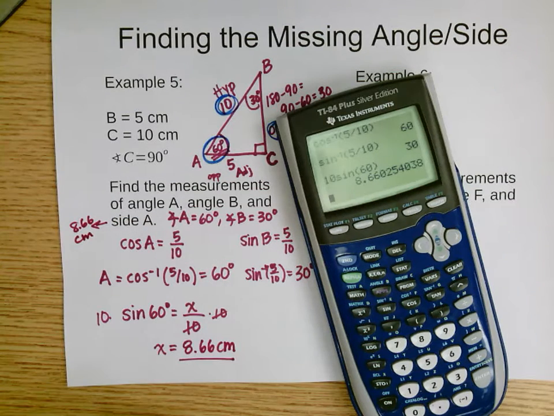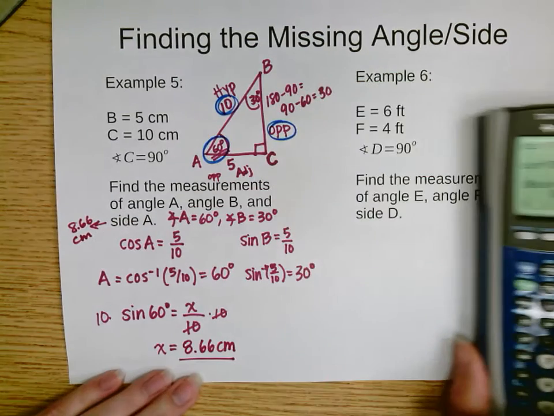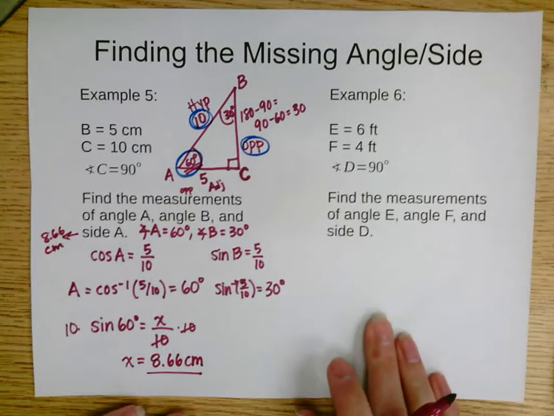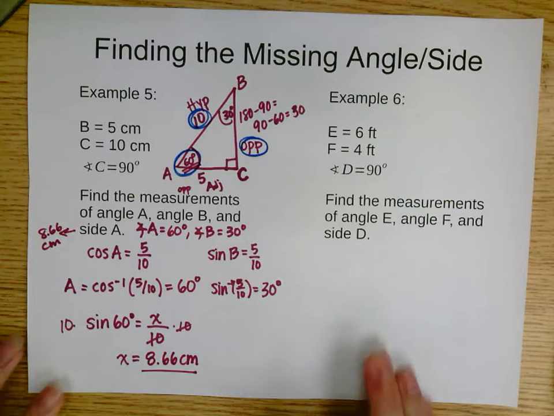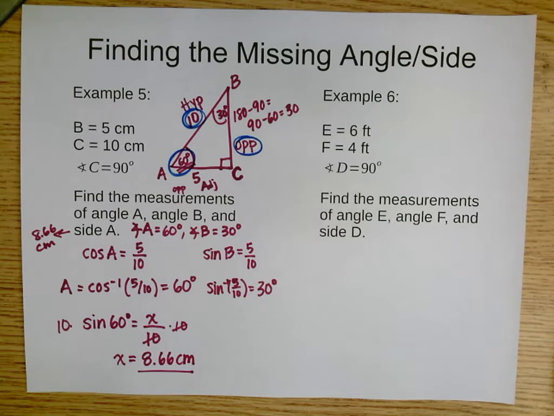So we found all the pieces for that. Alright, let's look at example 6. If you want to go ahead and pause it and see if you can at least draw the triangle yourself and label it properly, and then you can maybe get in and figure out one of the angles or the side or something like that. You can go ahead and pause the video now and try that.